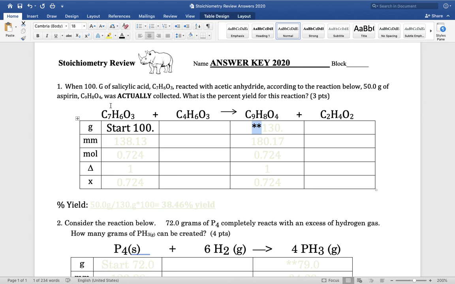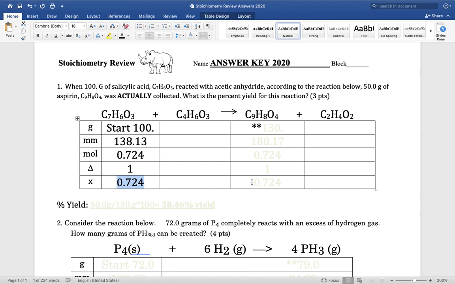The key to problems like this for a lot of you continues to be making sure that you have accurate molar masses. So the molar mass of salicylic acid is 138.13. Make sure you're tedious when you add up all those numbers, 7 carbons plus 6 hydrogens plus 3 oxygens. We're going down, so we divide 100 divided by 138.13, and we get 0.724. There's a 1 coefficient in front of the salicylic acid, so easy division.